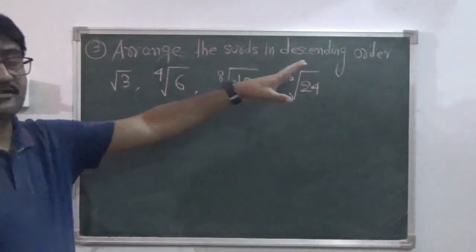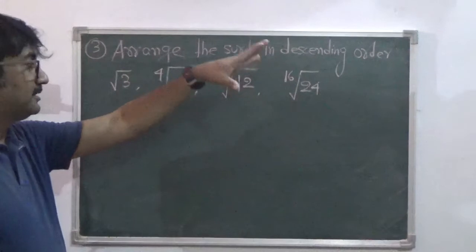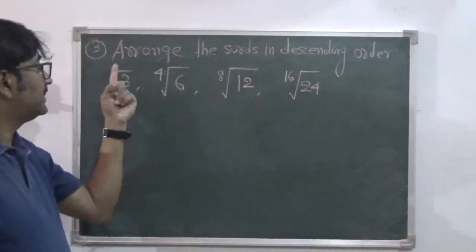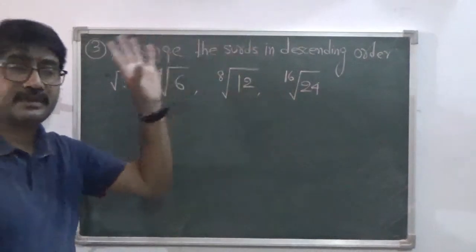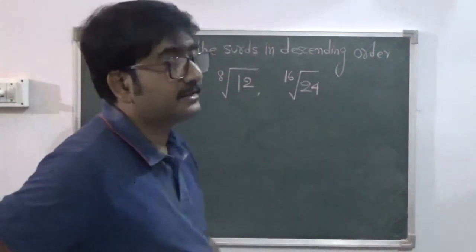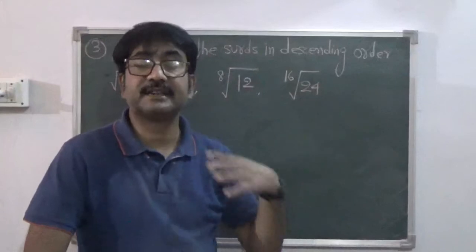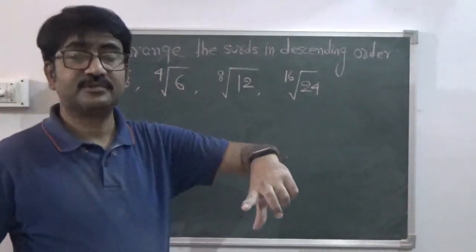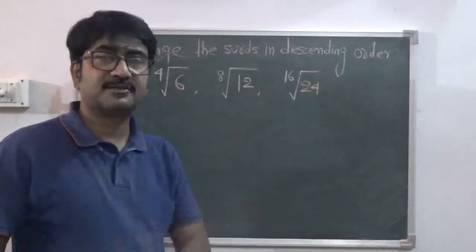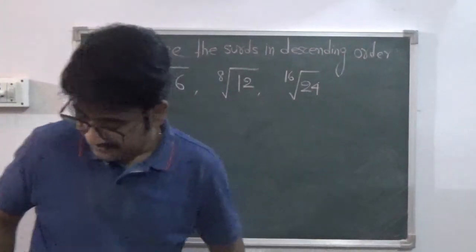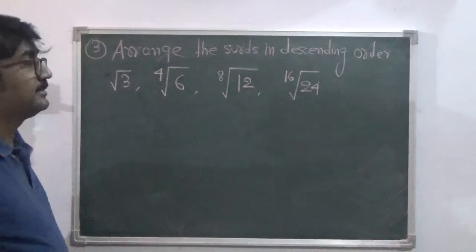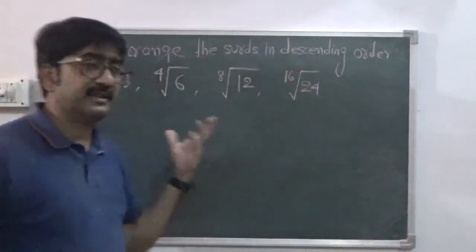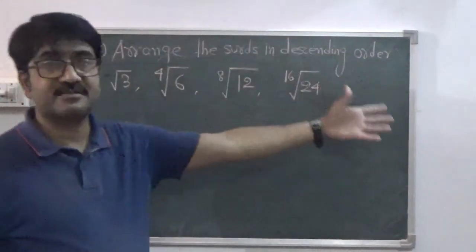So the first criterion is to look into the orders of the four surds: 1, 4, 8, 16. What is the next step? Find the LCM of these four numbers. Then make all the orders equal to the LCM. And then finally check which one is smaller and which one is greater. Since it is asked here in descending order, the largest number goes in the first position and the lowest number in the last position.